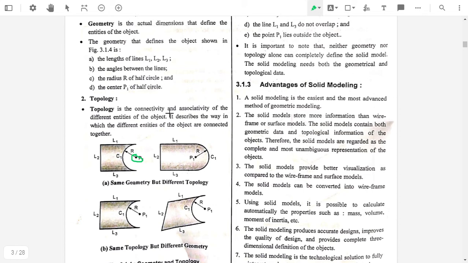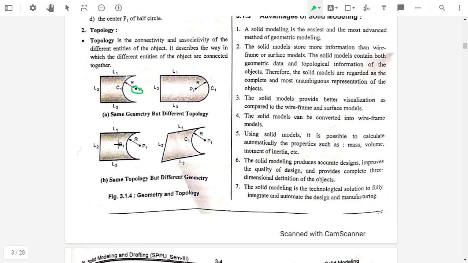And topology is the connectivity and associativity of the different entities of the object. It describes the way in which the different entities of the object can be connected. Okay, see here, the same geometry but different topology.